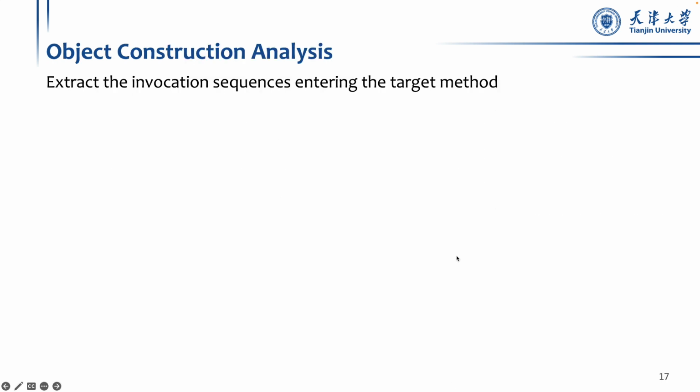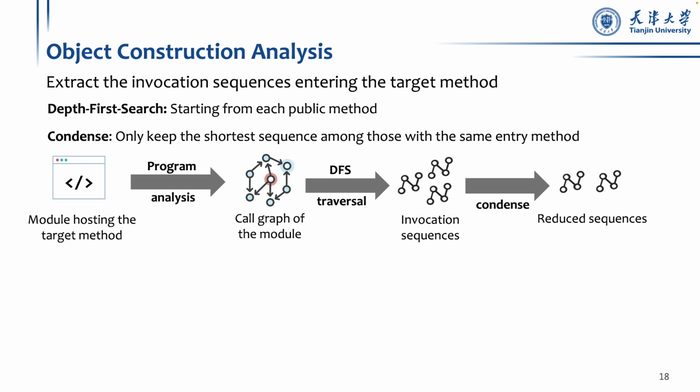The goal of object construction analysis is to extract method invocation sequences that finally enter the target method. Since these sequences represent diverse real usage scenarios of the target method in the project, they have a high chance to capture the whole process of constructing objects. To achieve this, TELPA first constructs a method call graph within the module hosting the target method, and then traverses the graph in a DFS manner to extract all paths terminating at the target method as the method invocation sequences.